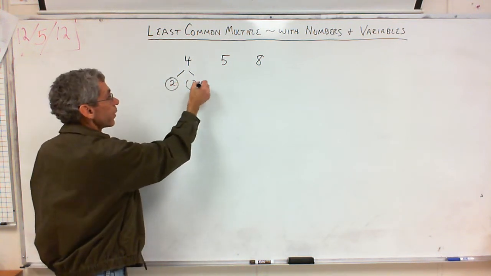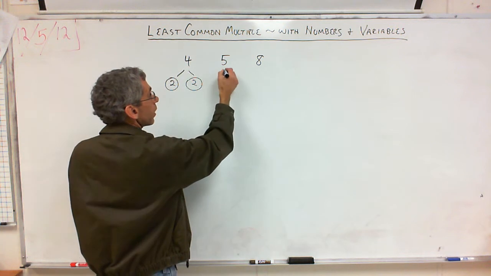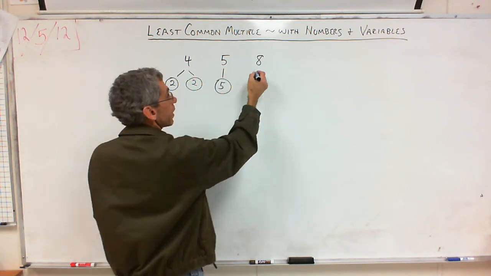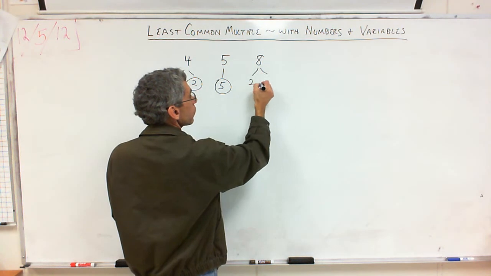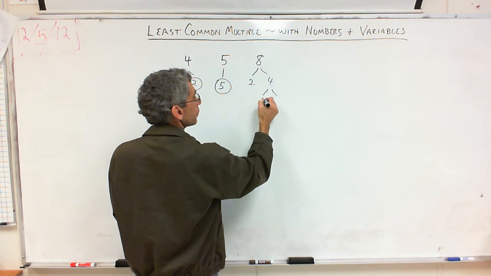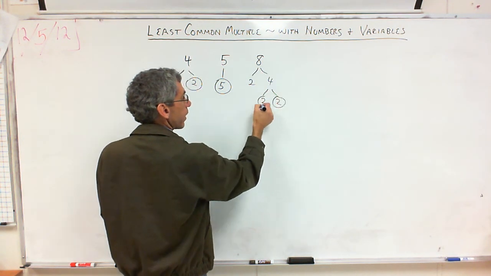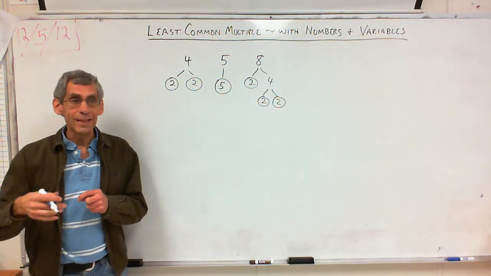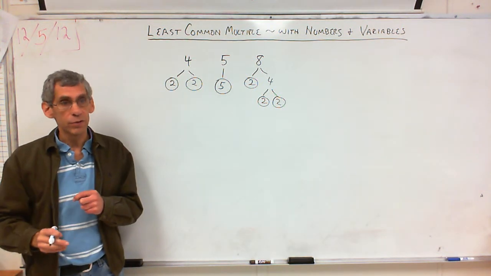So I'm going to circle my prime numbers. 5 is already prime. All right. So that's just going to be 5. So I'm going to circle that one. Now this one is 2 times 4, and 4 is 2 times 2, right? So that's my prime, that's my prime, that's my prime. All right, so to find my least common multiple, Noah, what would you do?